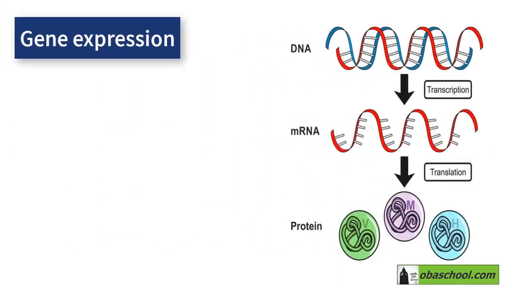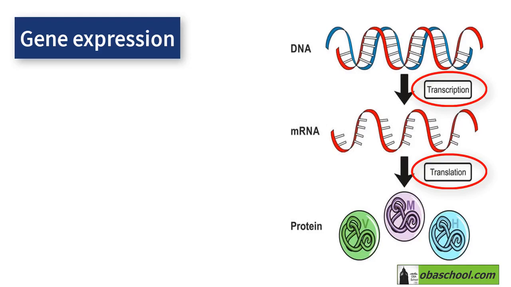In the previous tutorial, we studied that gene expression occurs in two steps. The first step is called transcription, and the second step is called translation. So we are now going to see how genes can be regulated before and after these processes.